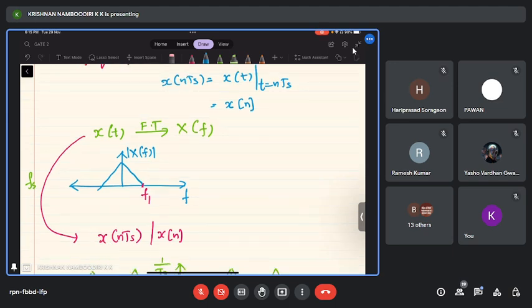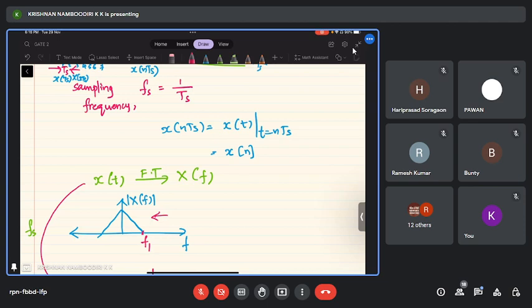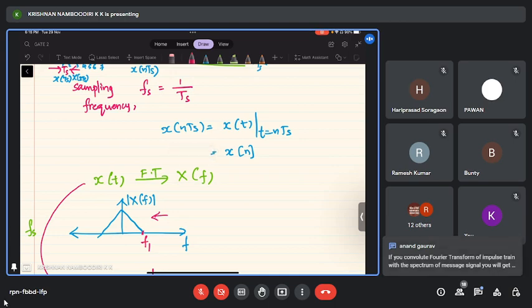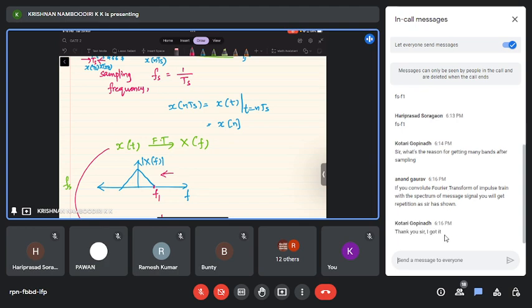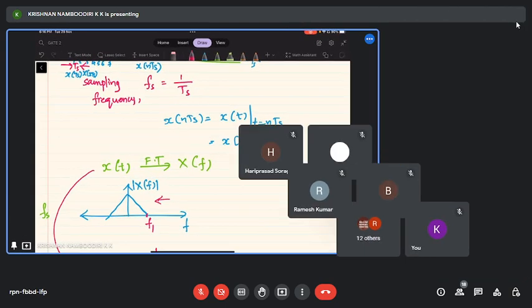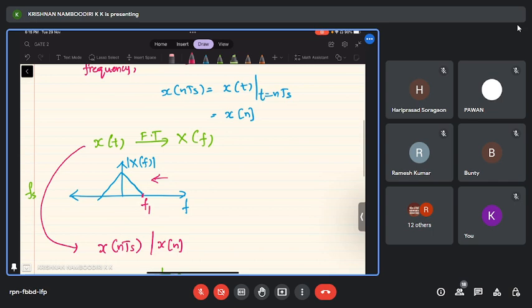And x of t will have some spectrum. This is one example, what I have drawn here. And the Fourier transform of the train of impulses is again a train of impulses. That you can do mathematically and convince yourself, okay? That takes some time and effort to show. And convoluting a signal with an impulse means the shape will be shifted to that particular impulse. So there will be infinite impulses. If you convolute the Fourier transform of the impulse train with the spectrum of the message, you will get repetition, as Sarah has shown. Yes, that is precisely what I was trying to explain. So convoluting with a train of impulses means repeating the same shape centered at integer multiples of fs.